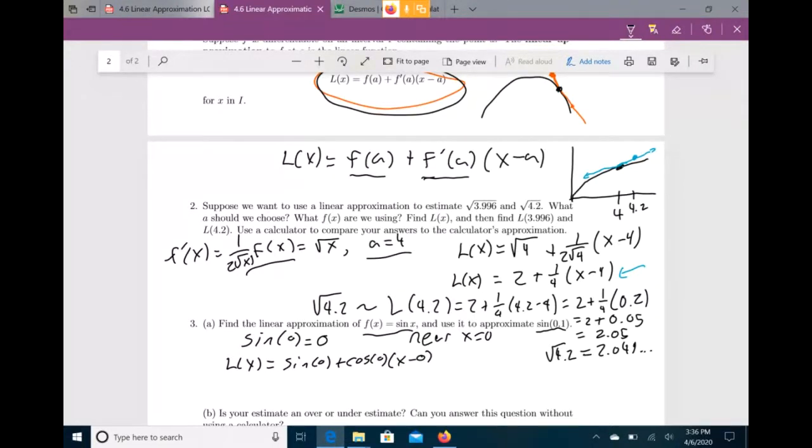Okay, and then times x minus 0. So all I'm doing is translating this expression, using sine for f and now cosine for the derivative. Okay, so why don't y'all try to finish evaluating this and try to approximate sine of 0.1. All right, so you really just have to evaluate all these terms and plug in 0.1 for x.